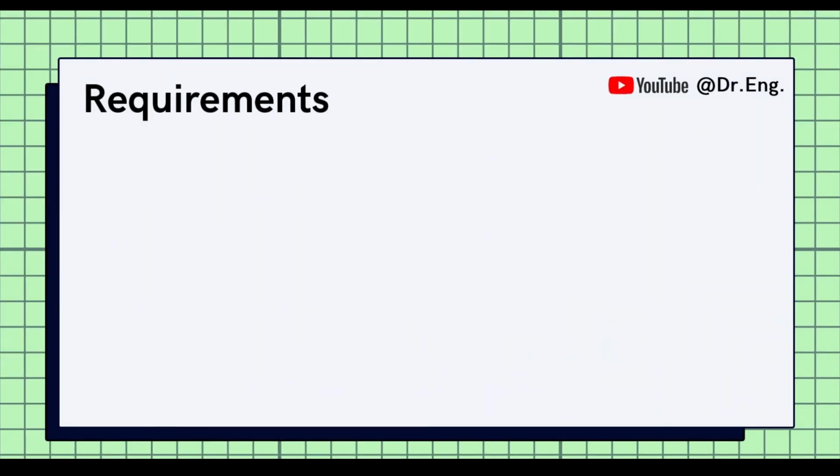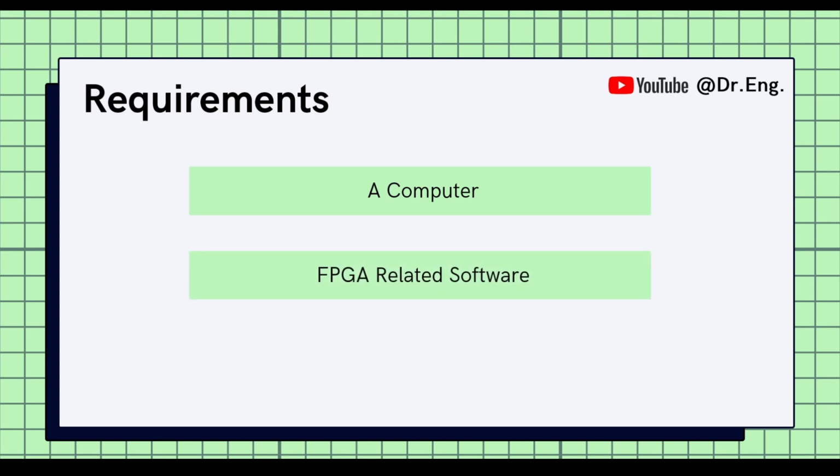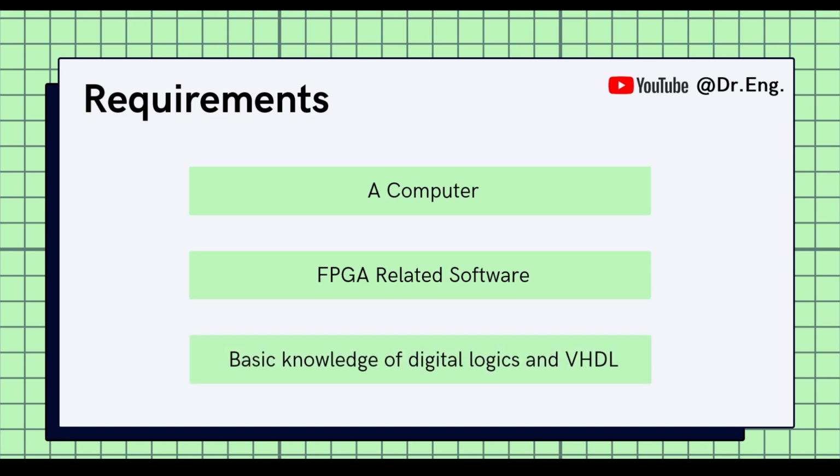Before we jump in, here's what you'll need. A computer, obviously. FPGA-related software. You can use any FPGA software, as long as it can build VHDL code and run simulations for your design. For this tutorial, we will use Vivado. If you want to use Vivado but don't know how to install it, you can go to my channel, find the related video. Third is some basic knowledge of digital logic in VHDL, but don't worry, I'll guide you through the entire process step by step.